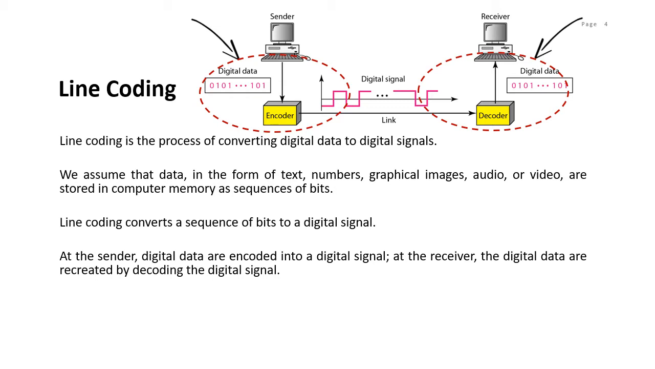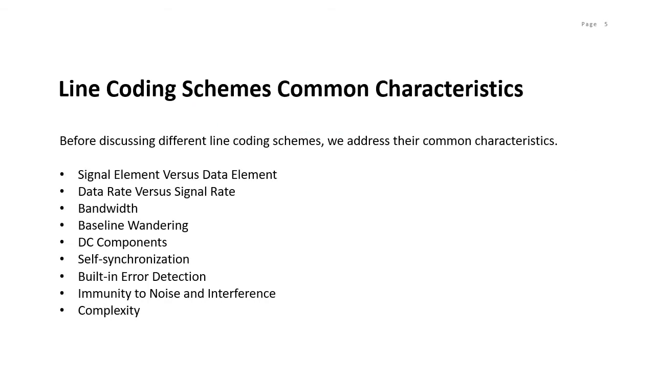Before we discuss the different line coding schemes, we shall address their common characteristics. These are the common characteristics, meaning that in every line coding scheme, all of these characteristics are there, such as signal element versus data element, and their bandwidth. Every line coding would have a different kind of bandwidth, or whether they have DC components or not, whether they have self-synchronization or not, and so on.